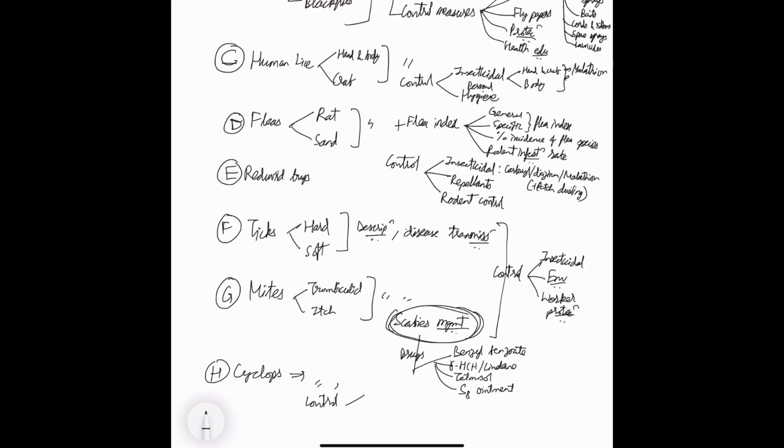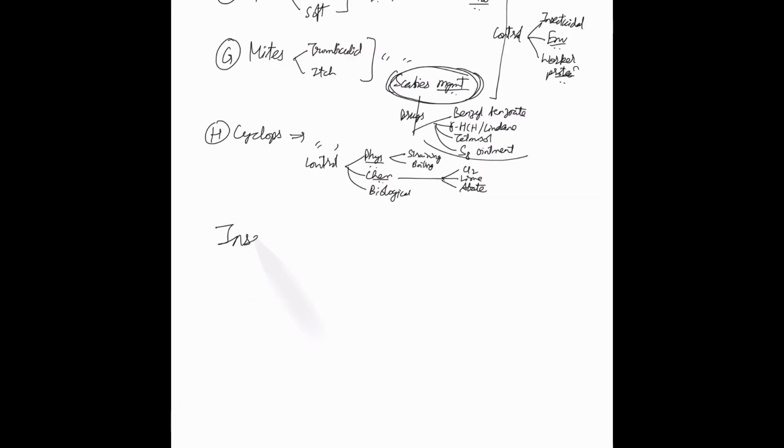Next, we have cyclops. So the control of cyclops includes physical measures like straining and boiling water before usage, and chemical measures like chlorine, lime, and abate. Then biological measures by introducing fish which feast on cyclops.